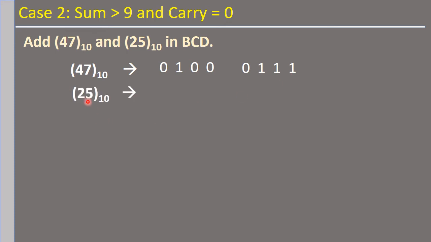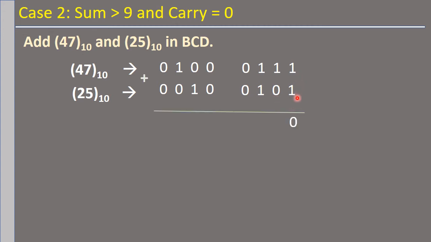Second digit 7 is represented in BCD as 0111. Similarly, the second number, that is 25, is represented in BCD as first 2 is represented as 0010 and 5 is represented as 0101. Now we will perform the addition of these two numbers.